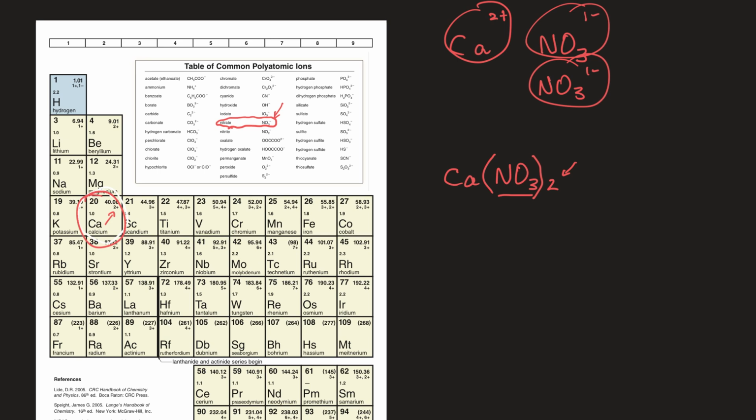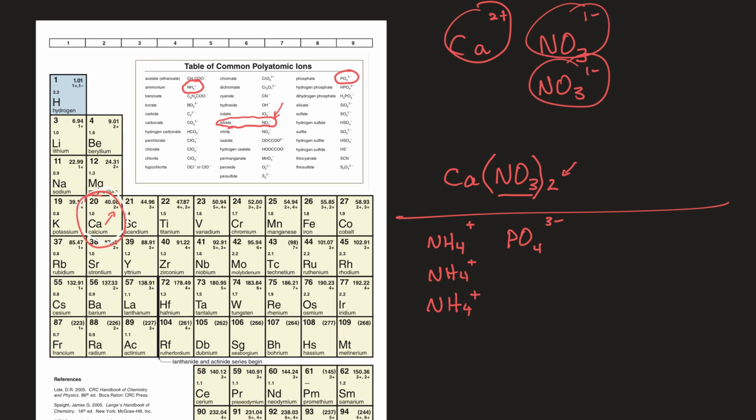Let me show you another one. Let's maybe do ammonium and let's do phosphate. Ammonium phosphate. Okay, so ammonium is NH4, its charge is positive. Phosphate is PO4, but a 3 minus. Okay, so I need to balance these charges, so I only have 1 plus here, so I need a couple more of them.